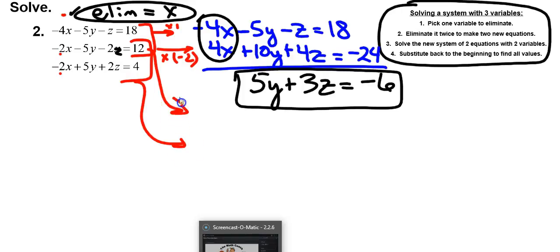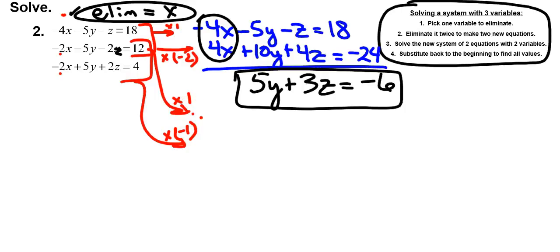So what I'm going to do is multiply this first one by 1. I'm going to multiply the second one by -1, and that'll change all those signs to help us along the way. As I do this, I need to come down here a little bit more. We're going to have negative 2x minus 5y minus 2z equals 12.